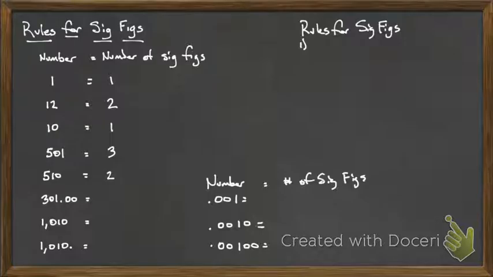Okay? The first rule is anytime I see numbers 1 through 9, we always count those as significant. Zeros will have the most rules. So, first rule: numbers 1 through 9 are always significant. You count them.